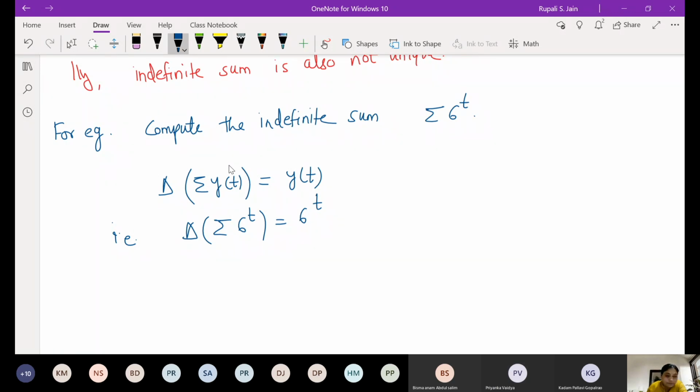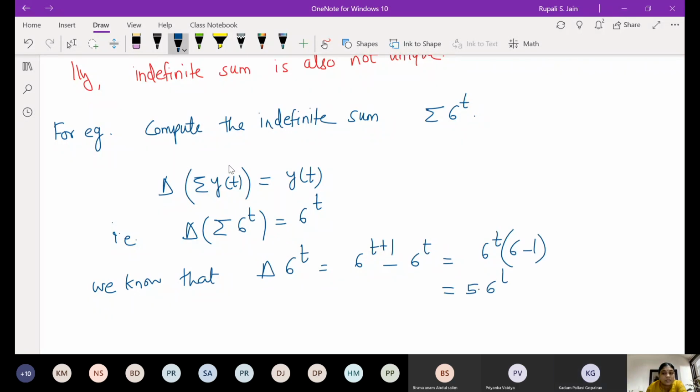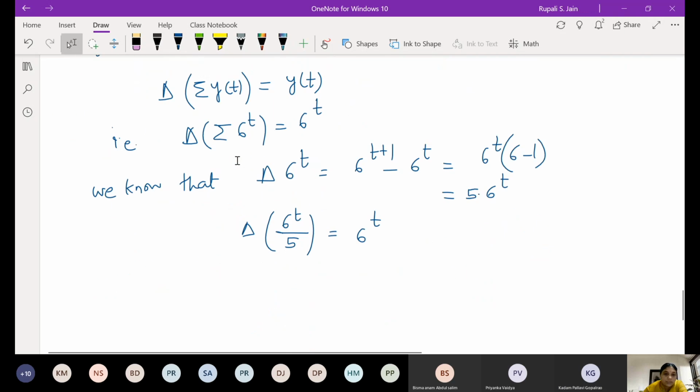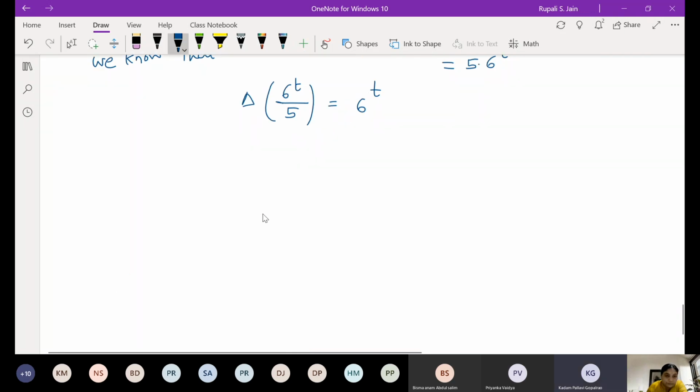So what is delta? We know what delta of 6 raised to t is: 6 raised to t plus 1 minus 6 raised to t. If I take 6 raised to t common, it is 6 minus 1, so 5 times 6 raised to t, right? So delta of 6 raised to t by 5 is nothing but my 6 raised to t. Is it right?